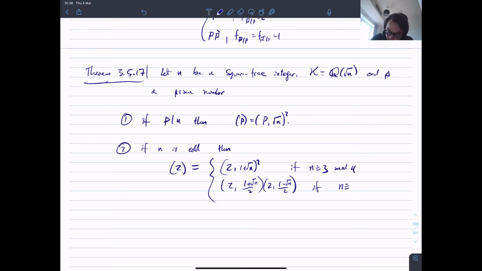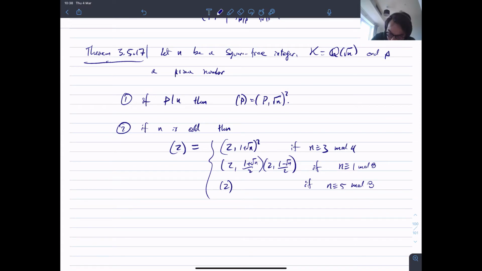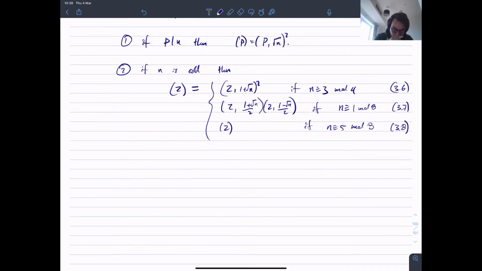If n is congruent to 1 mod 8, and one more line, it's just going to stay as the prime ideal 2 if n is congruent to 5 mod 8. So you take your prime number, and some congruence condition on your n will tell you how the prime 2 factors. This is what this end of the theorem is going to tell you. Let me give each of these lines numbers, because we'll maybe have to refer to them later. So this is line 3.6, 3.7, 3.8. I'm not sure exactly where, but I think in the proof I need to refer to these things.